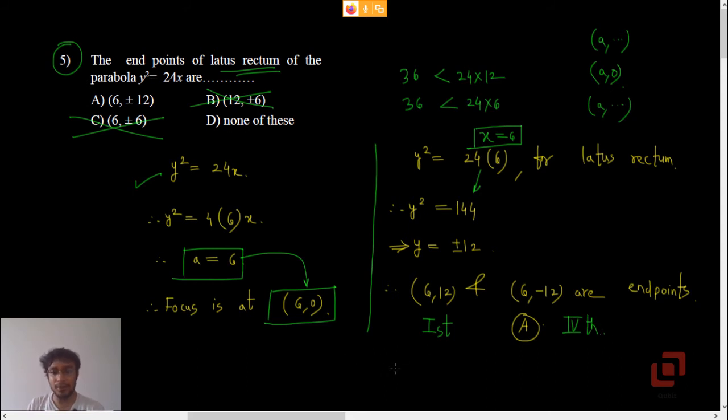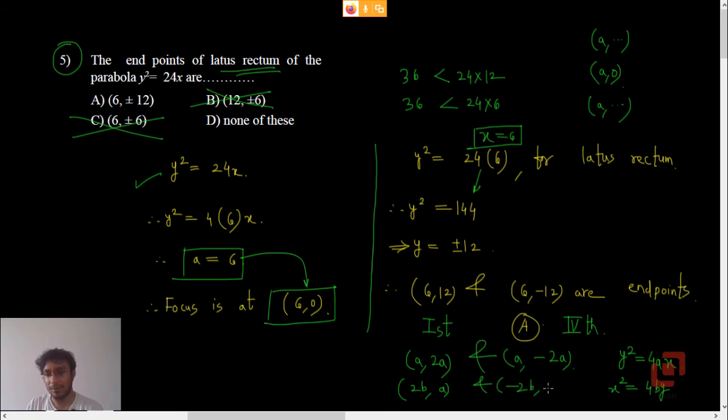Alternately, you may use the formula that endpoints of the latus rectum are (a, 2a) and (a, minus 2a). These formulas are applicable only when the equation of the parabola is in this form, y squared equal to 4ax. If it is in the form x squared equal to 4by, then we have (2b, b) and (minus 2b, b). So that is question 5.